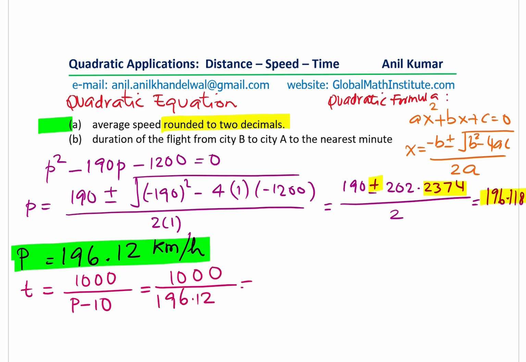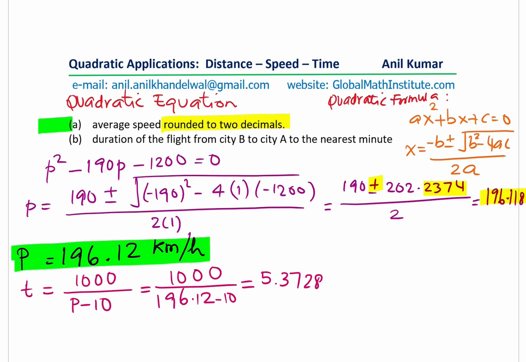196.12. And that value for us is how much? Let's calculate. Minus 10, right? So that value is 1000 divided by, within brackets, 196.12 minus 10. It is important to put the brackets. So we get 5.3728. This is what we get.